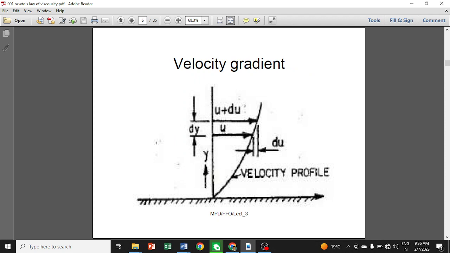Suppose this is the surface, and from the upper side y is increasing, the distance of the layer is increasing, and u is also increasing. This is the graphical representation of the velocity gradient. I repeat, dy is the change in distance from the lower surface, and du is the change in velocity of the moving layer of the fluid.